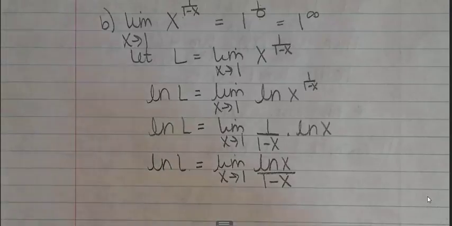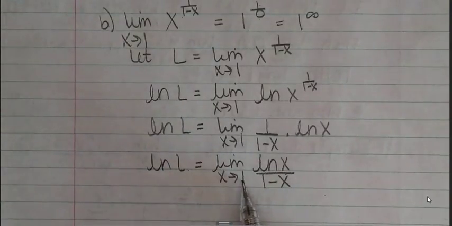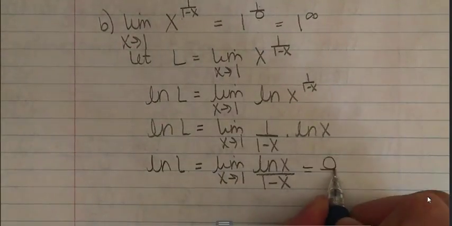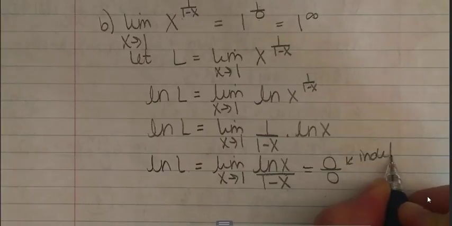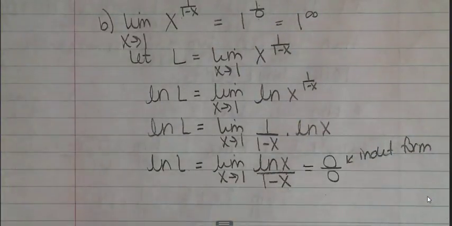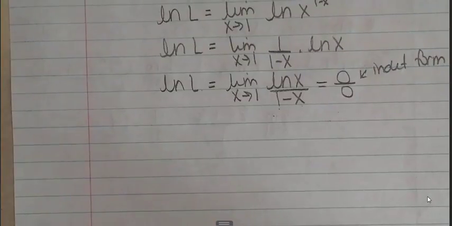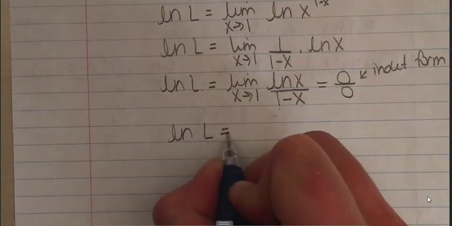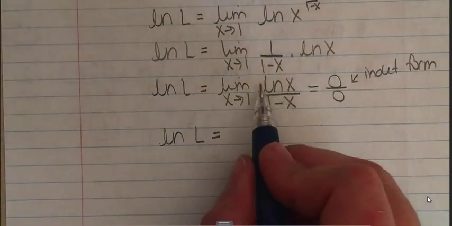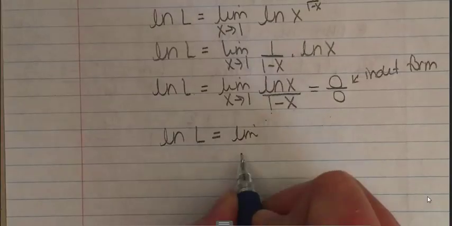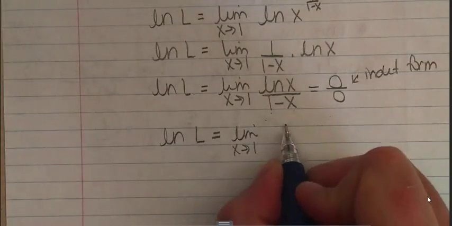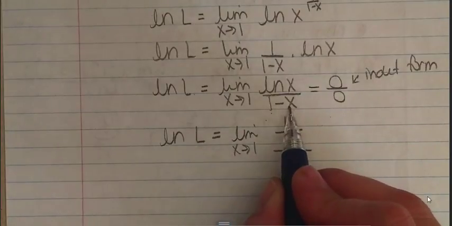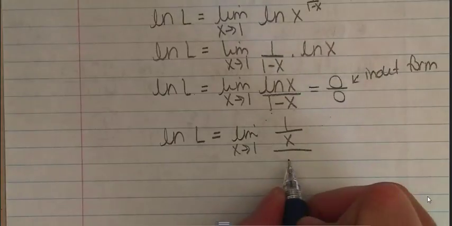Before I do that, though, let me just go ahead and double check that it still doesn't work out. So if I plug 1 in here, I'm going to get 0. I plug 1 in there, I get 0. So this still gives me 0 over 0. So continuing on, I'm going to have the ln of L will equal, okay, so the derivative of the numerator, oh, sorry, this will be the limit as x goes to 1. The derivative of the numerator will be 1 over x. The derivative of the denominator, well, that becomes 0. And the derivative of negative x is just negative 1.